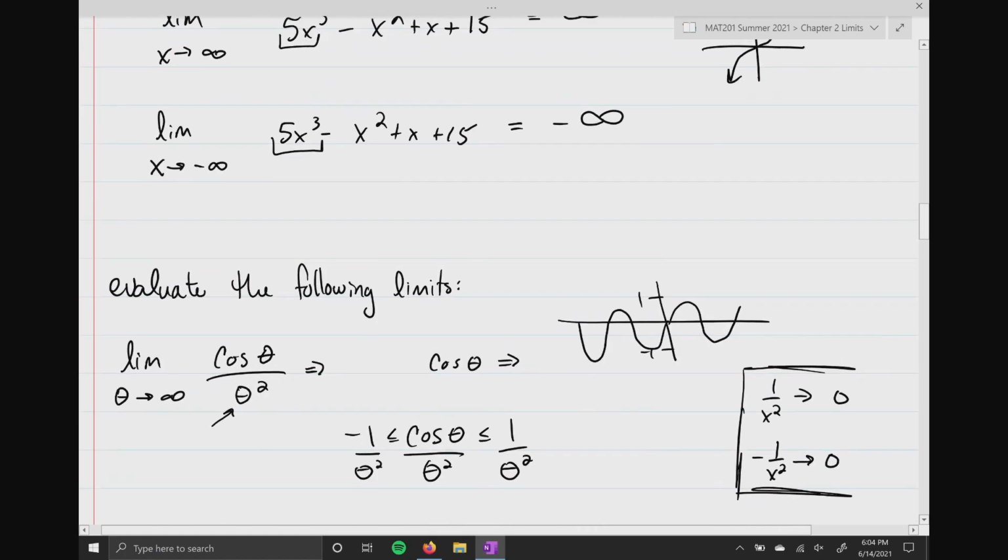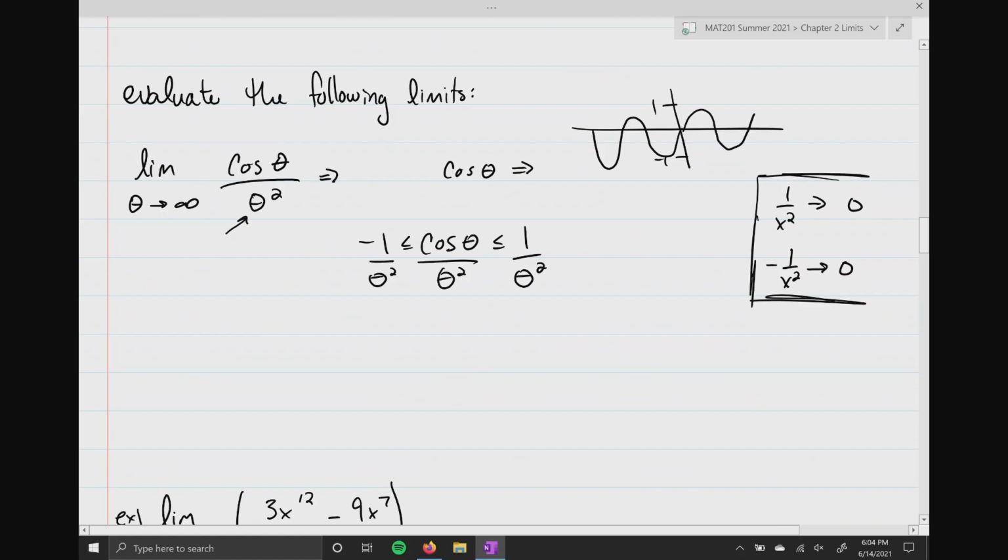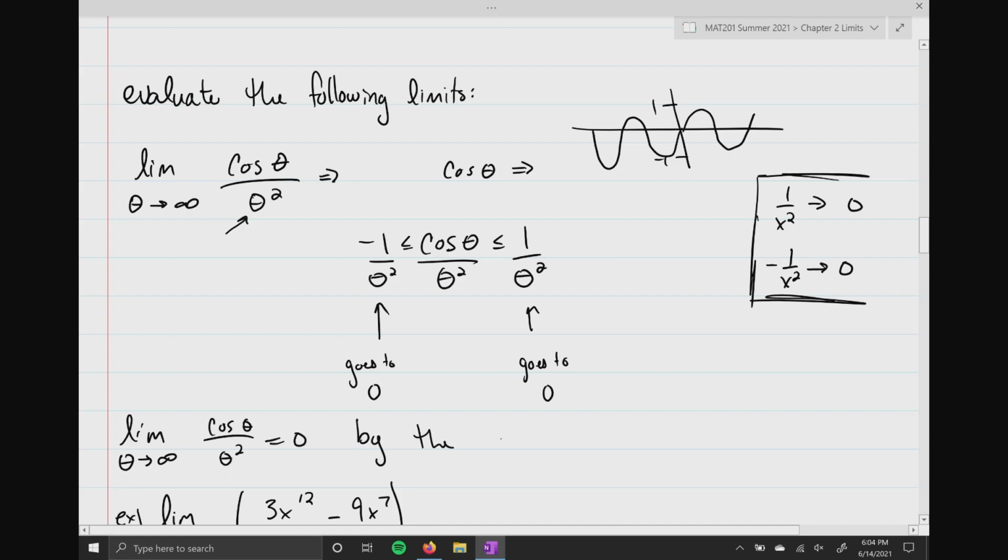So if you think about this, if the left side goes to 0 and the right side goes to 0, then by the squeeze theorem, let me write this out real quick. The limit as theta goes to infinity of cosine theta over theta squared has to equal 0 by the squeeze theorem.